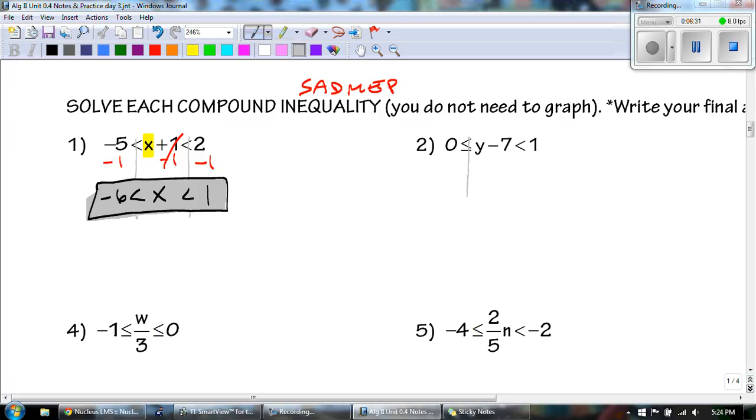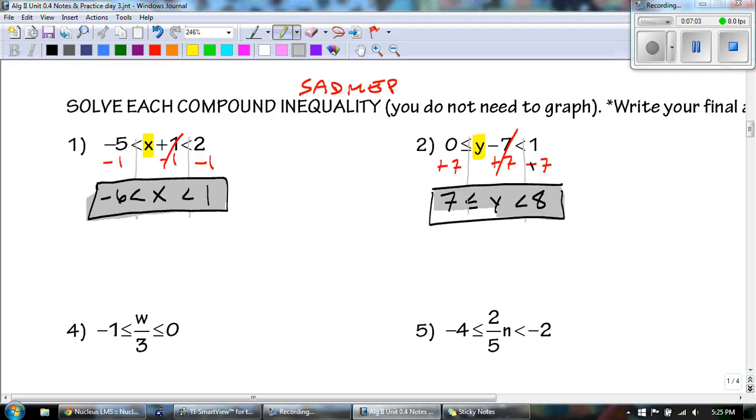All right, let's look at 2. Find your variable, and you want to get it by itself. It's subtracting 7, so I need to add 7. Add 7 to all three sides. That's why I'm drawing the lines. 0 plus 7 is 7, less than or equal to y, which is less than, I'm sorry, that should have been a plus, 8. Y is by itself. So there we go. All done.